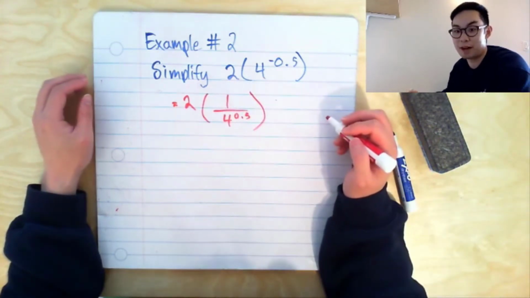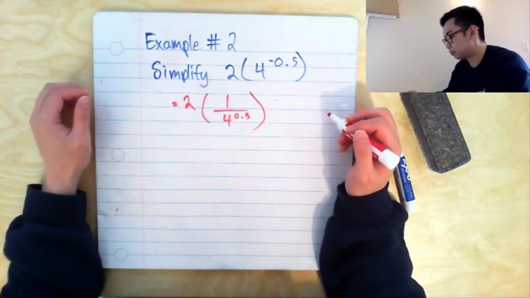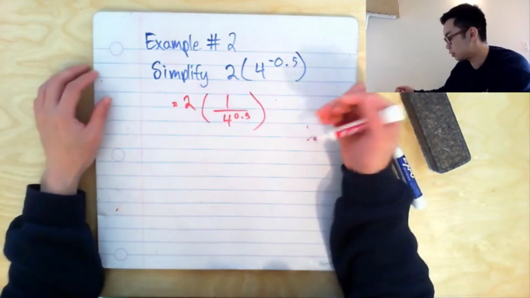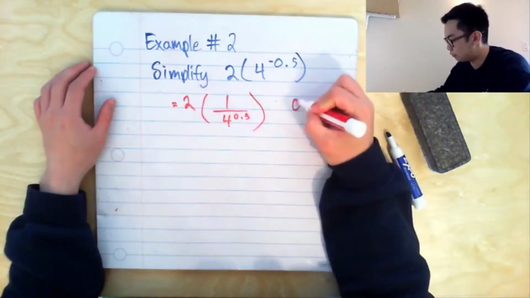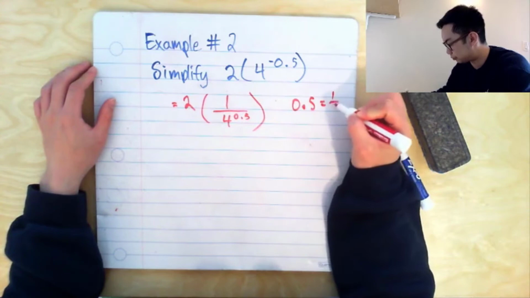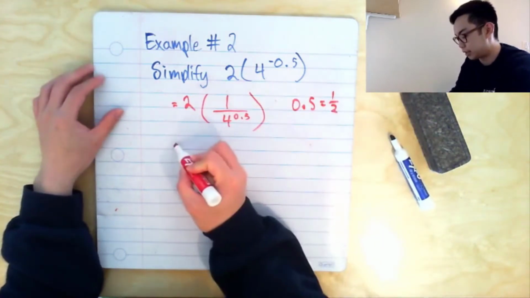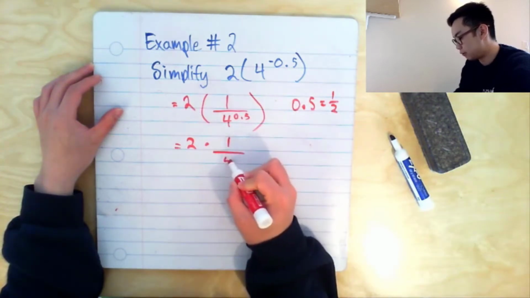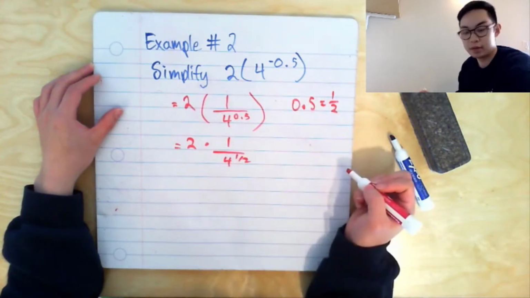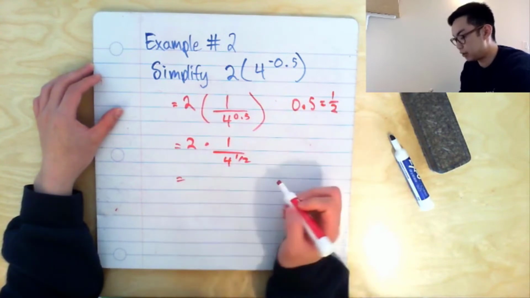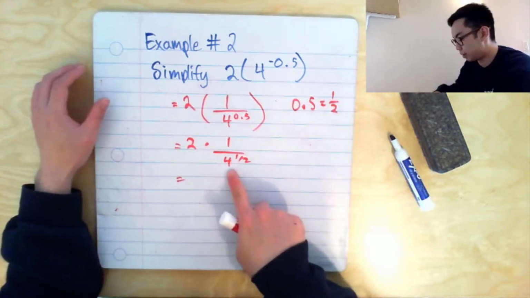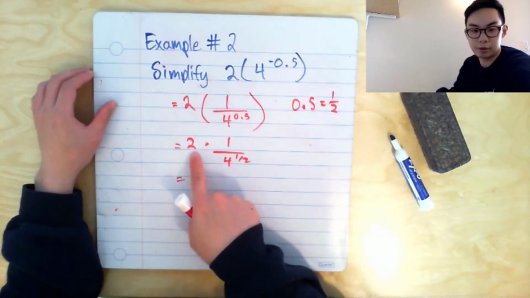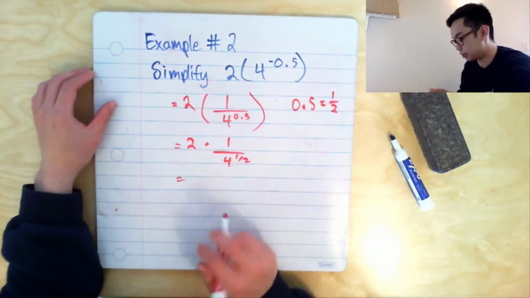And that 0.5 is kind of bothering me a little bit. Well, it turns out, if I remember converting decimals to fractions, that 0.5 is equal to a half. Well, that's nice, because now I can write this as 2 times 1 over 4 to the half. And I can simplify this further, just like in my last example, by writing 4 to the half as the square root of 4. And I also see that I can multiply the top numbers.